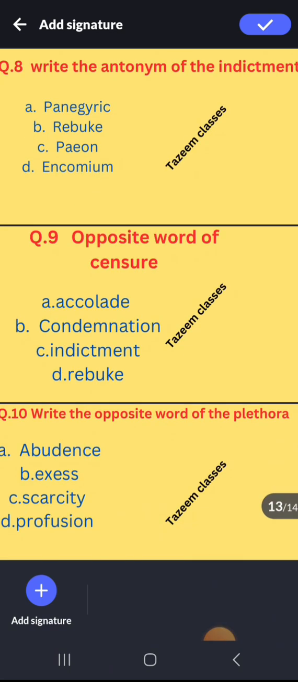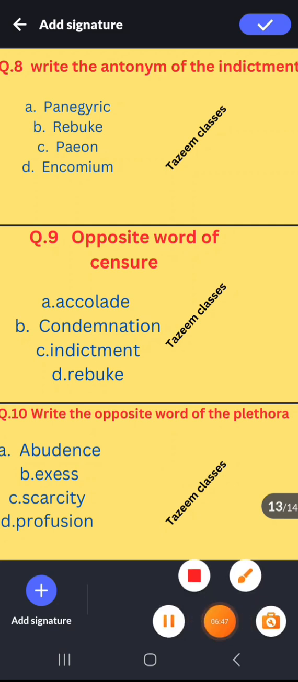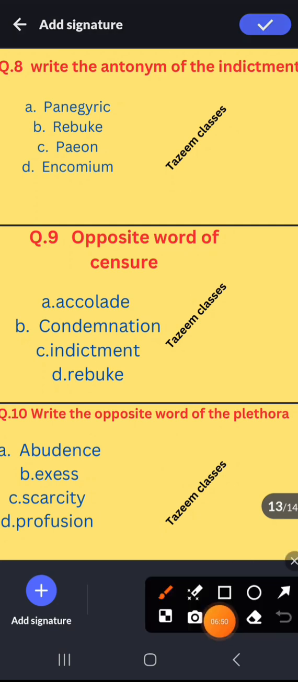Let's move to the next: the opposite word of censure. What is the meaning of censure and what will be the opposite word of censure? Here are our options: A, accolade, condemnation, indictment, rebuke. So what will be the opposite word of censure here? Accolade will be the answer to this question.